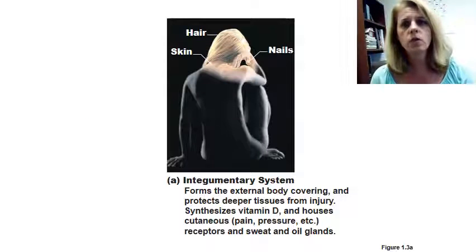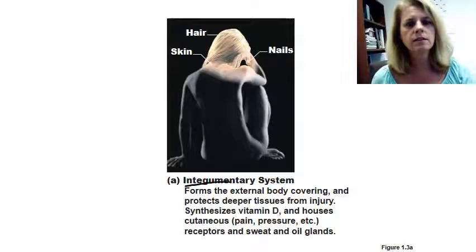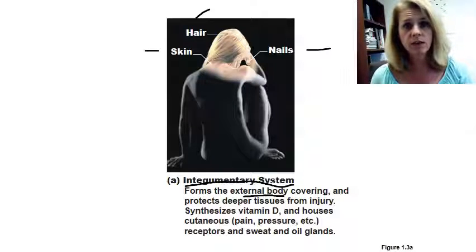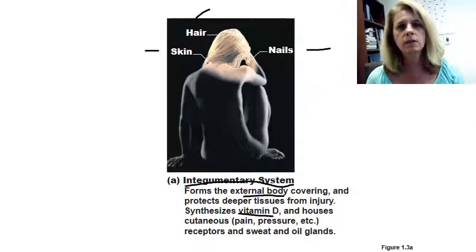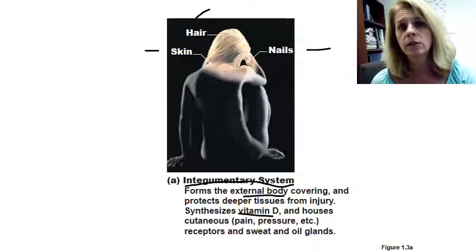Okay, so the first organ system we're going to cover is called the integumentary system. And this is essentially your skin, your hair, and your nails. So your skin, the outside covering, your hair, and your nails. And so the integumentary system is your external body covering. And what it does is protects your deeper tissues, the stuff inside your body, from the environment. It also has a metabolic function. It actually does something for you besides protection. It actually helps you make vitamin D. And vitamin D is something that your body requires to absorb calcium in your diet.